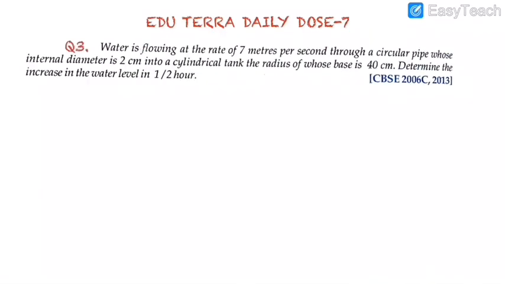Now question number 3. Water is flowing at the rate of 7 meters per second through a circular pipe whose internal diameter is 2 cm into a cylindrical tank, the radius of whose base is 40 cm. Determine the increase in the water level in half hour.